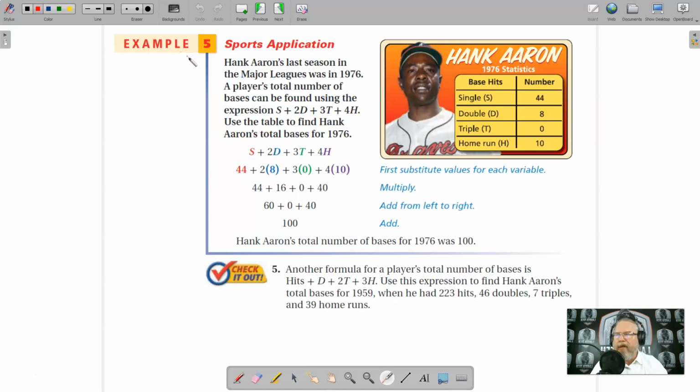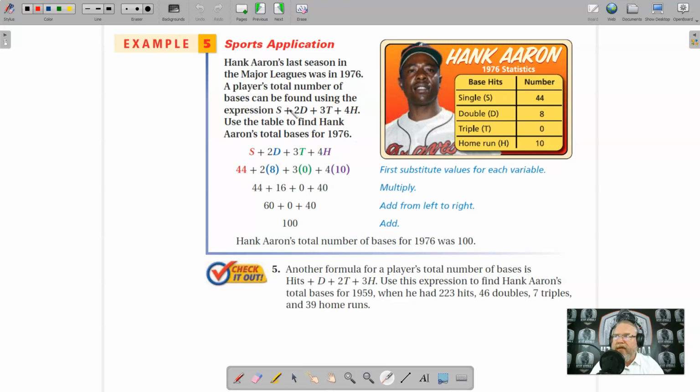Example 5. Here we are with the sports application that we mentioned at the beginning of the lesson. Hank Aaron's last season in the major leagues was 1976. At that time, I was 11 years old. A player's total number of bases can be found using the expression S plus 2D plus 3T plus 4H, and this means 2 times D, 3 times T, and 4 times H. Use the table to find Hank Aaron's total bases for 1976.